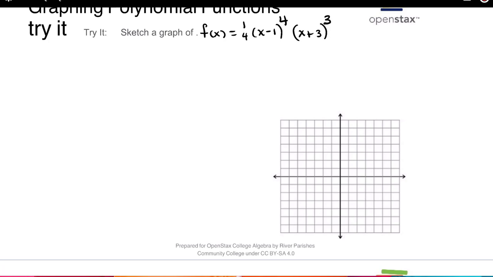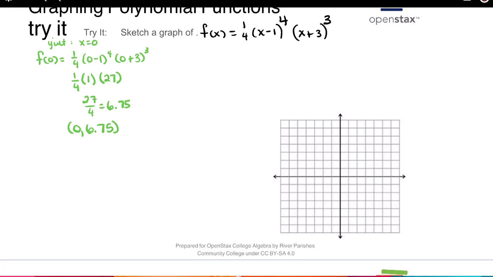Okay, let's look at this one. So first we want to find our intercepts. So we're going to find our y-intercept by setting x equal to 0. So f(0) is 1/4 times (0 − 1)^4 times (0 + 3)^3. So 0 minus 1 is negative 1. Negative 1 to the 4th is positive 1. 0 plus 3 is 3. 3 to the 3rd is 27. So we get 27/4, which is 6.75. So I have the point (0, 6.75) as the y-intercept.